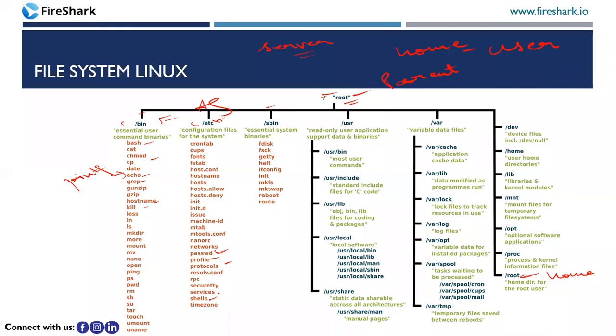Okay, so then next we have sbin. It is the essential system binaries, so all the system commands, like ifconfig, if you want to know the IP address of the system. Then we have mkfs.